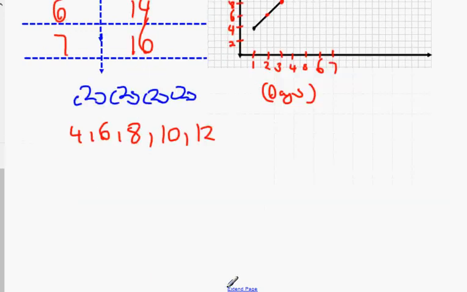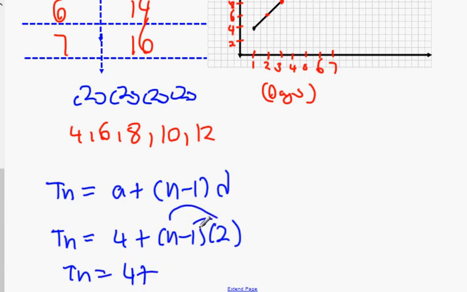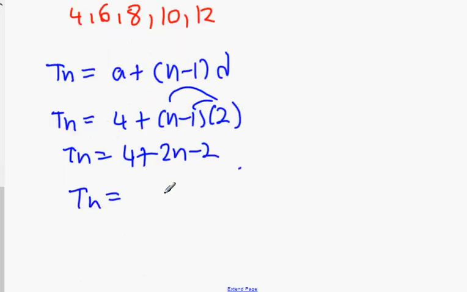Okay, guys. Yes, let's use T of N. What is the formula for T of N? The original T of N, not the quadratic T of N. A plus N minus 1 times D. T of N, therefore, is, what's A? What's D? T of N, therefore, is 4 plus 2N minus 2. T of N equals 2N plus 2.